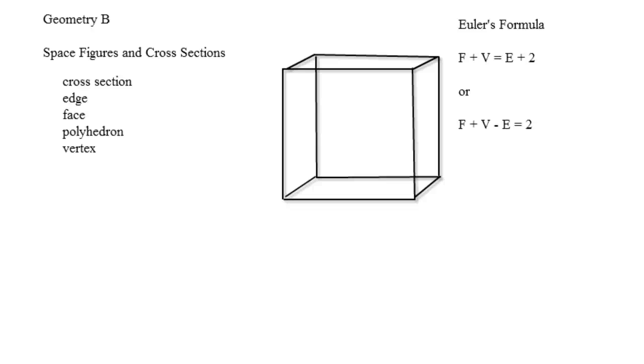Alright, hi you guys, and today in geometry we'll be talking about space figures and cross sections. So first off, space figures, let's start talking about what everything is. A vertex is actually the corner where all three sides meet.